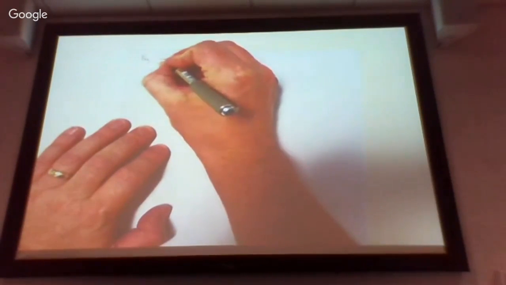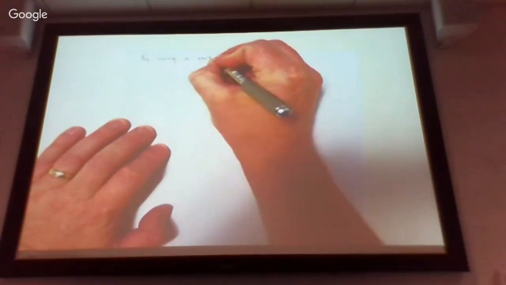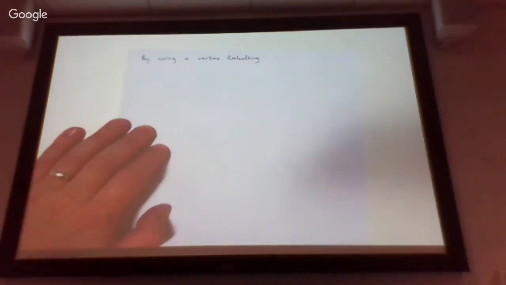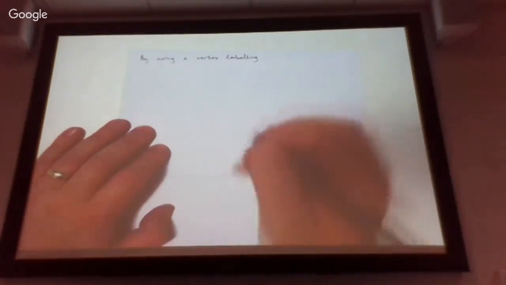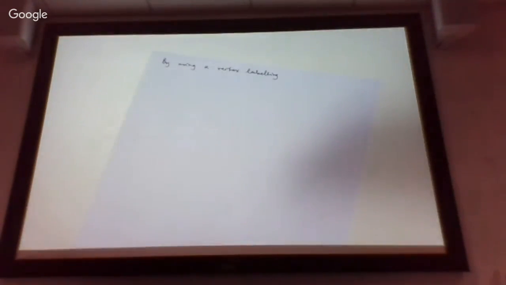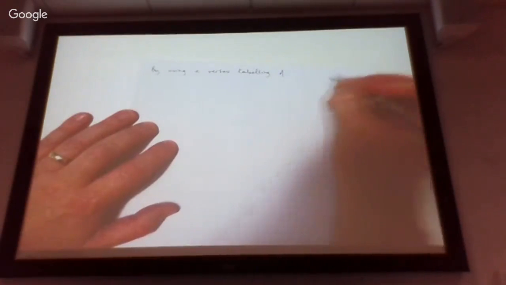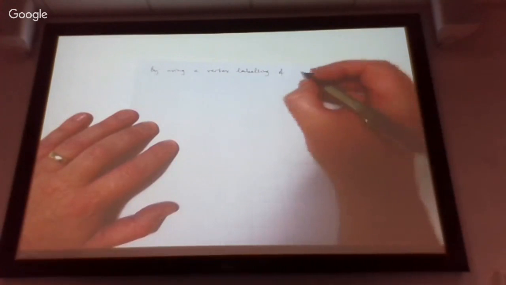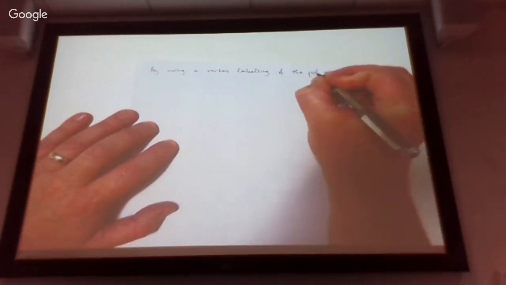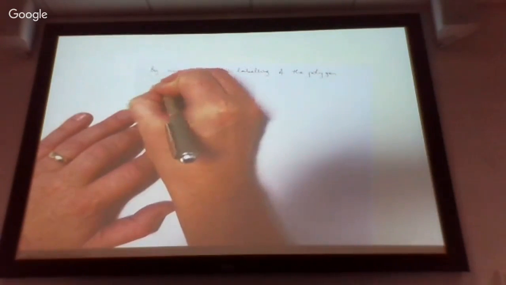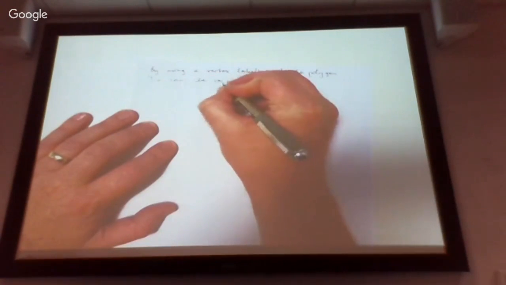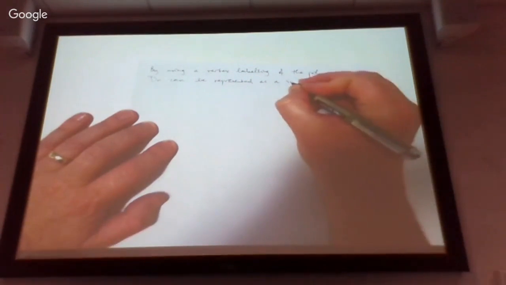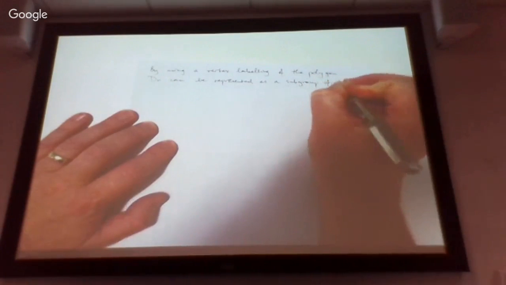By using a vertex labeling, I'll stick with D5 as my main example, that's what we were looking at there. You can also use an edge labeling as well, but vertex labelings are used most commonly, it seems to be the tradition. So by using a vertex labeling of the polygon, Dn can be represented as a permutation group, in other words as a subgroup of Sn.